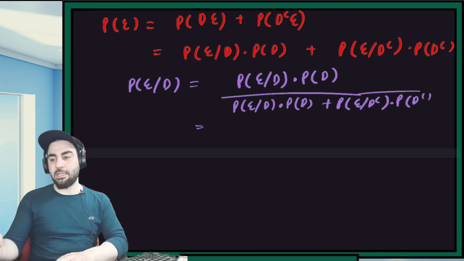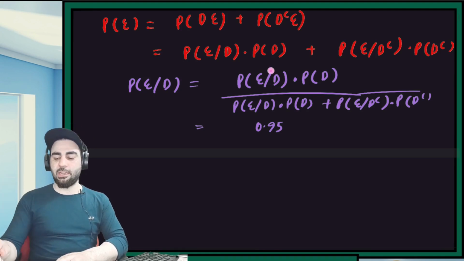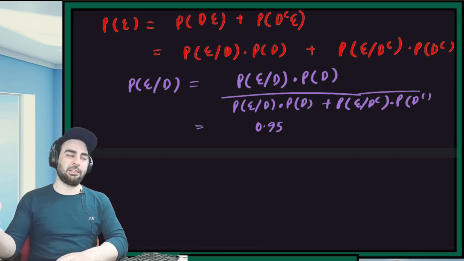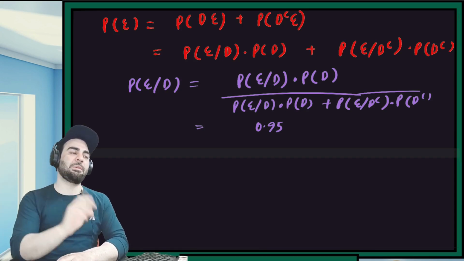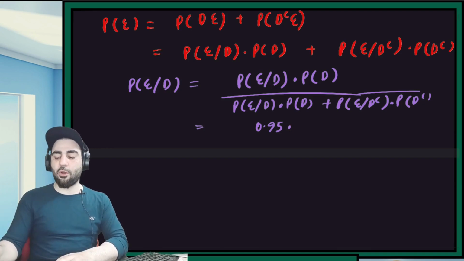So how much is that? 0.95. Probability of evidence given the disease, that is how effective the test is. If there is a disease, how many times will the disease be detected? That is 0.95. Okay. So what is the probability of disease?